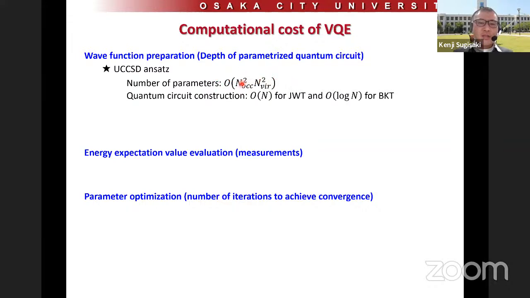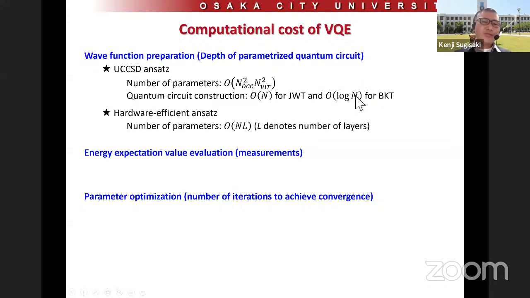And also, in order to perform the fermion-qubit transformation, we need another computational cost. If we apply the Jordan-Wigner transformation, we need an additional order n cost. If we perform the Bravyi-Kitaev transformation, the additional computational cost is order log n. But if we use the hardware-efficient ansatz, the number of parameters is usually order nL, where L denotes the number of layers, and n is the number of qubits.